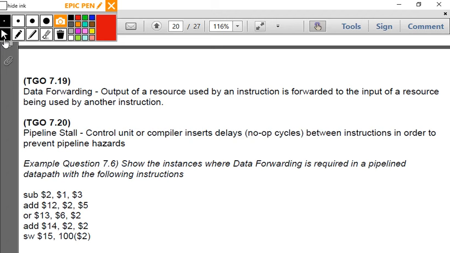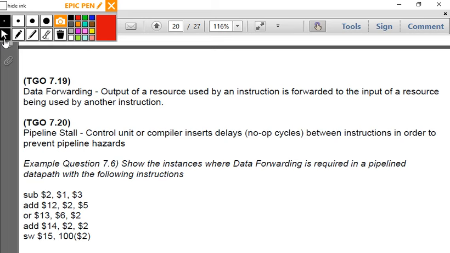All right, so let's say you have a load word instruction where I'm loading a value from data memory to the register, and I don't have that value until the 4th cycle. But I need to execute the next instruction on the 3rd cycle. So I'd have to wait 1 cycle before I could actually do the instruction. That is known as a pipeline stall. So the whole idea is you're actually telling it to do a no-op, and I'll show you examples of that in a moment. And that's a control unit or compiler that inserts delays or no-op cycles between instructions to prevent pipeline hazards.